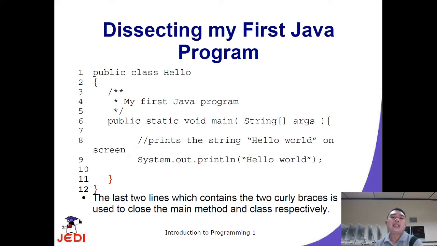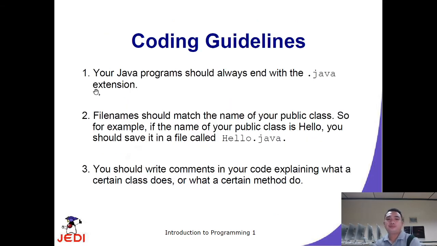The next two lines, which contain the two curly braces, are used to close the main method. So every curly brace has a partner. This inner curly brace, its partner is the main method's open brace. And then the second close brace, its partner is the open brace in the class declaration. So these are just guidelines.